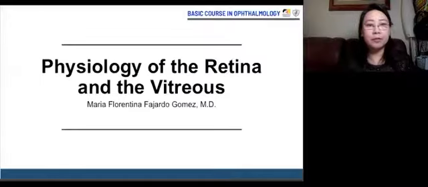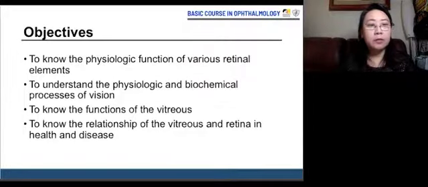Good day. The lecture for this hour is on the physiology of the retina and the vitreous. Okay, so the objectives of this lecture are to know the physiologic function of various retinal elements, to understand the physiologic and biochemical process of vision, to know the functions of the vitreous, and to know the relationship of the vitreous and retina in health and disease.